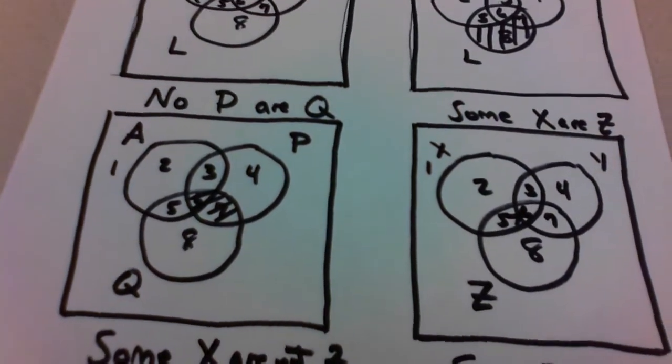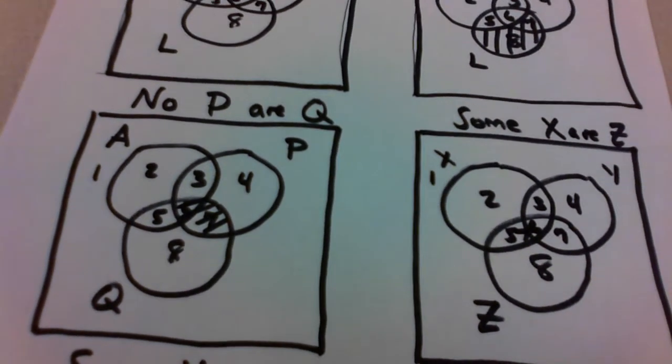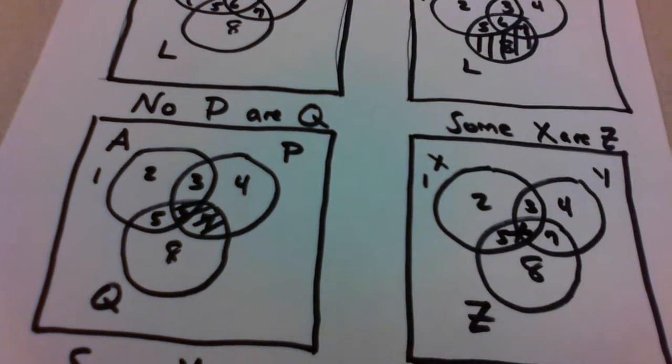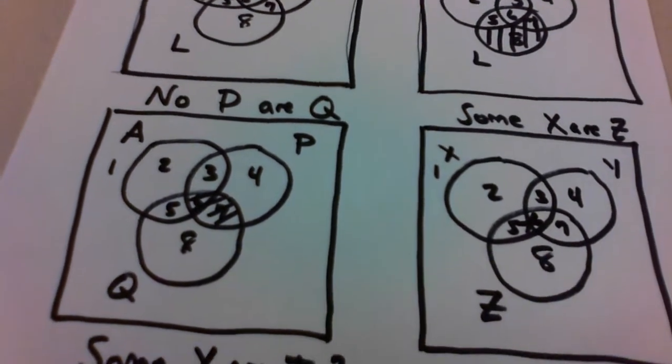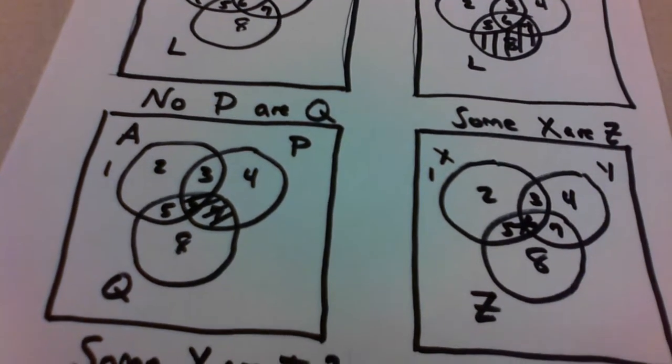Going on to a couple others here. On the left, we have no P are Q. And if no P are Q, we can't have any P's that are Q. We can't have anything that's both P and Q. That would be areas 6 and 7, and so we shade that out like that.